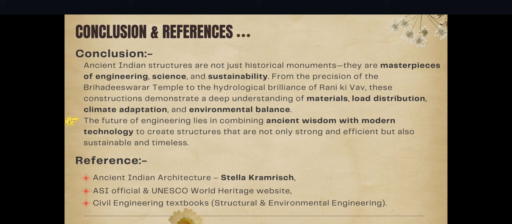Then our conclusion and references. Conclusion. Ancient Indian structures are not just historical monuments; they are masterpieces of engineering, science, and sustainability. From the precision of the Brihadeshwar Temple to the hydrological brilliance of Rani Ki Vav, these constructions demonstrate a deep understanding of materials, load distribution, climate adaptation, and environmental balance. The future of engineering lies in combining ancient wisdom with modern technology. This is our future, to create structures that are not only efficient but also sustainable and timeless.